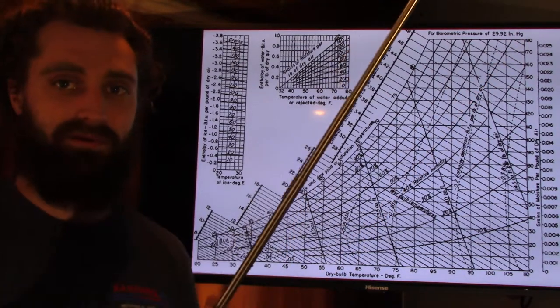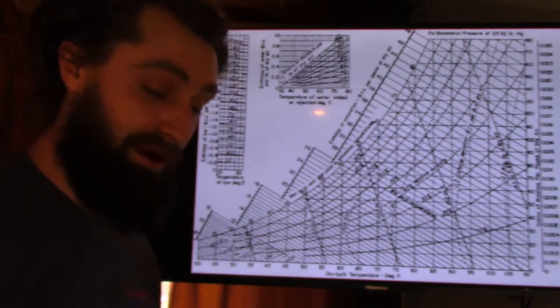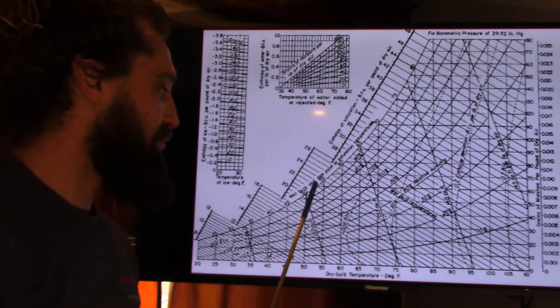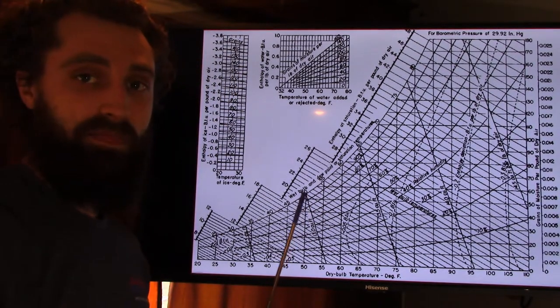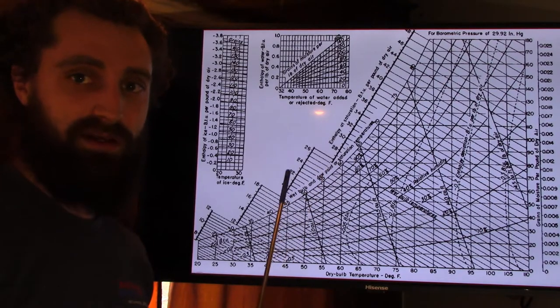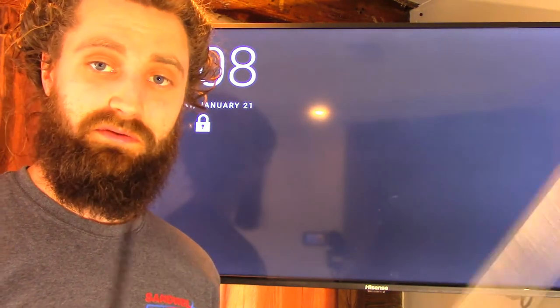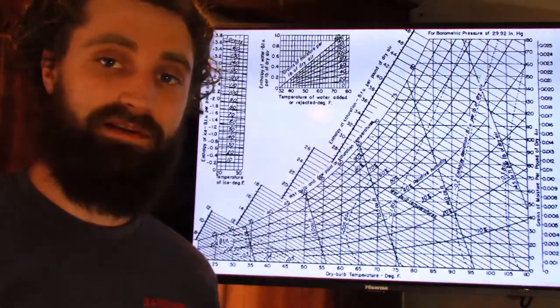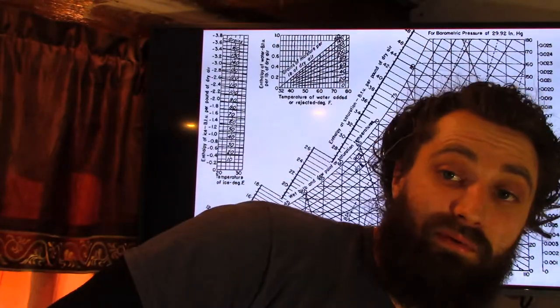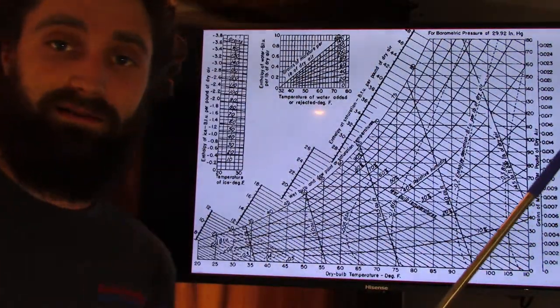Now, why is that important? Well, in air conditioning especially, we know that our evaporator coil must get colder than 50 degrees in order for it to start dehumidifying the air. If your evaporator coil doesn't get down below whatever your dew point is, it's not dehumidifying the air.